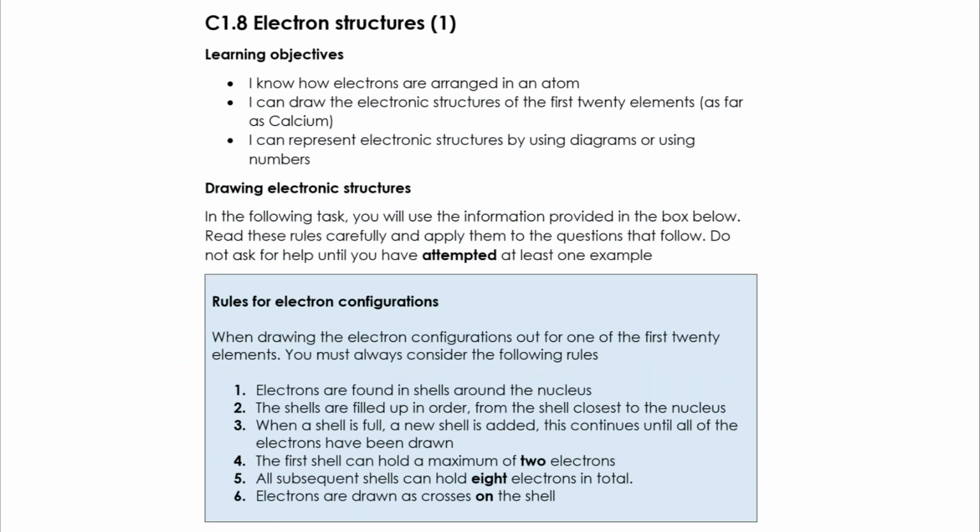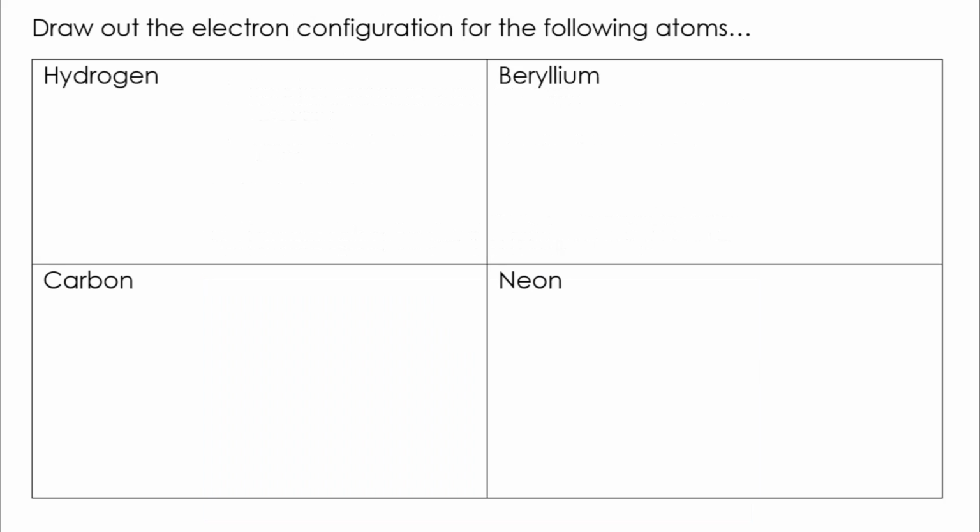So moving on, getting close to the end of the topic now. Electron configurations are things that you need to draw out. I want you to pause, read through these rules, and then move on to the next activity so that you can try to draw them out. Moving on, try to draw out the full electron configurations for the 4 that are provided.